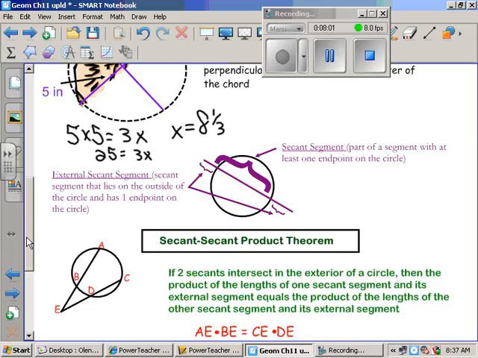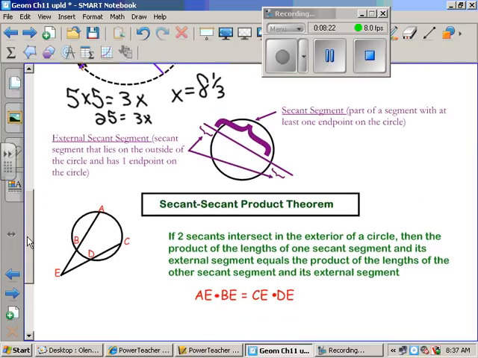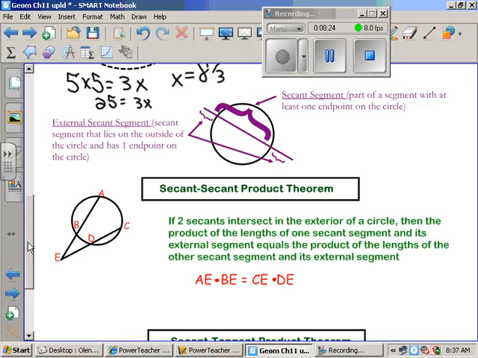The secant segment itself has at least one endpoint on the circle, like this. Okay, this one has 2. All right. So we'll just be using those in these theorems. So I just want to make sure everyone knows that.